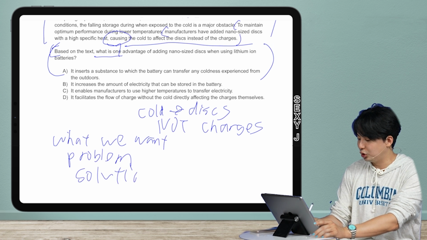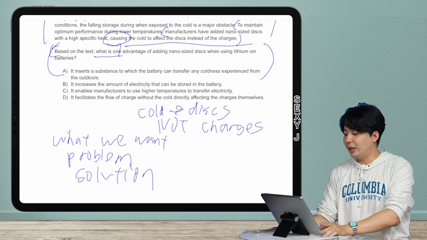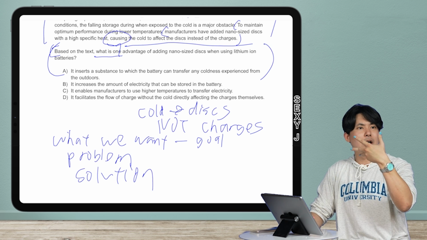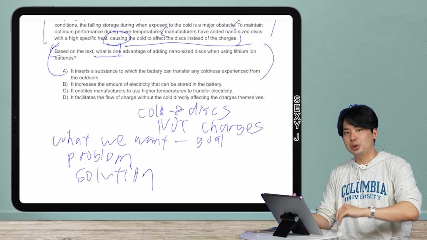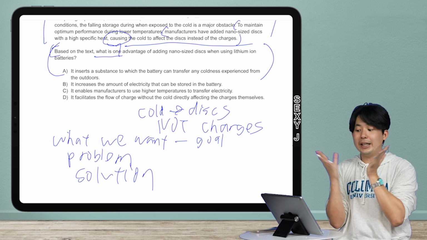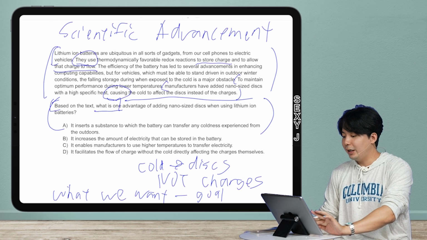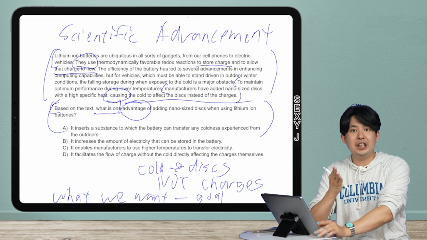I don't know why my voice just changed now. This is how science passages go. This is the thing that we want, the goal. Like, we want vehicles that don't give off pollution. Problem: we're using fossil fuels. Solution: we use electric vehicles. That type of flow: goal, problem, solution. So if I have the word advantage, it's going to help me meet my goal.